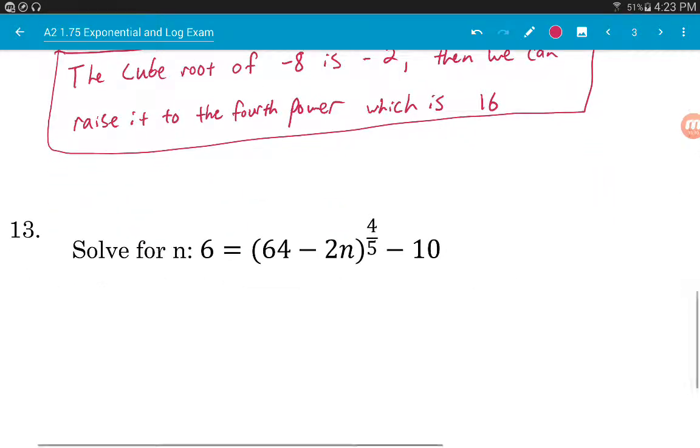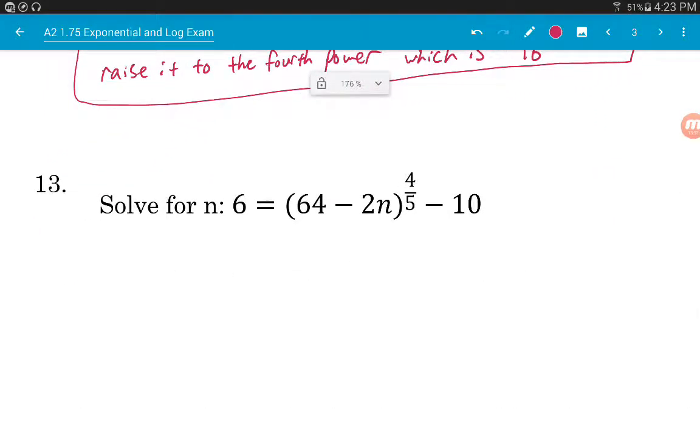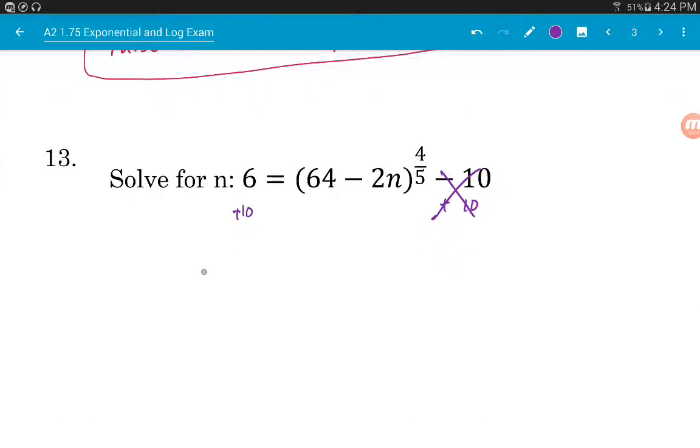Now, number 13. I'm solving for n. So if I'm solving for n, the first thing I'm going to have to do is get rid of the 10 over here, plus 10 here, because it's on the outside, it's easy to get rid of. So I get that 16 is equal to 64 minus 2n raised to the 4/5 power.